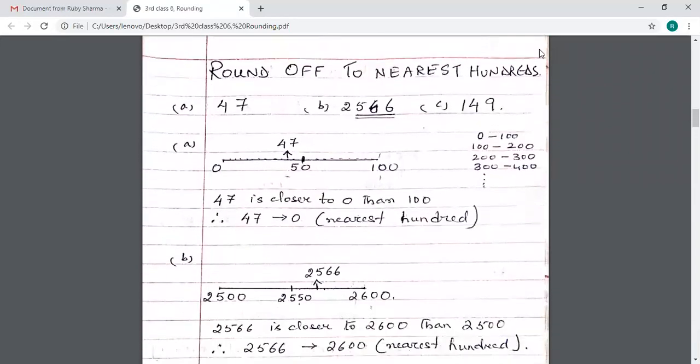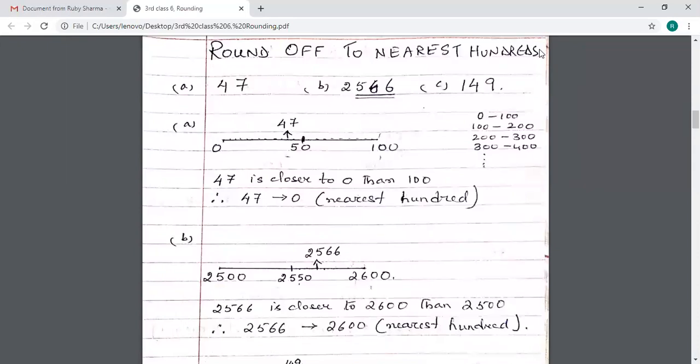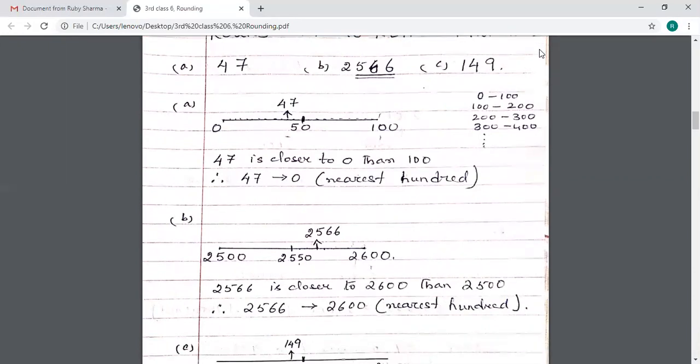Next is rounding off to nearest hundreds. So we have 47. Now here, see on the extreme right hand side, you'll find the numbers between hundreds. I've written down 0 to 100, 100 to 200, like I did in tens. So 47 is in between which hundreds? Between 0 and 100. And the midpoint is 50. So we observe that 47 is closer to 0 than 100. So it is rounded off to 0.